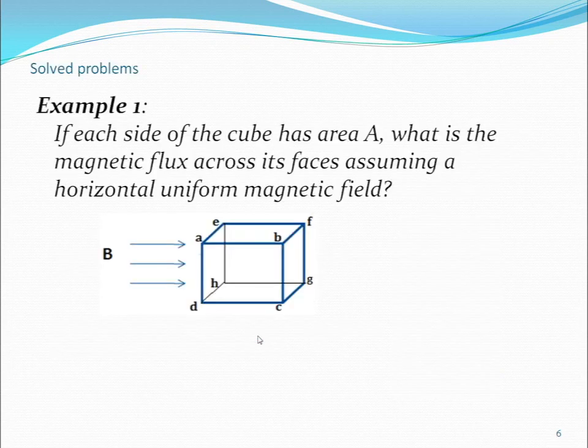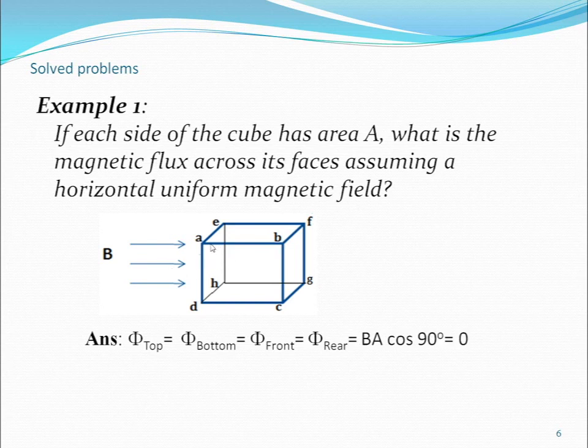This is very important. Let's see one example here. If each side of the cube has area A, the cube has 6 sides: top face, bottom face, front face, rear face, right face and left face. What is the magnetic flux through each of the faces?